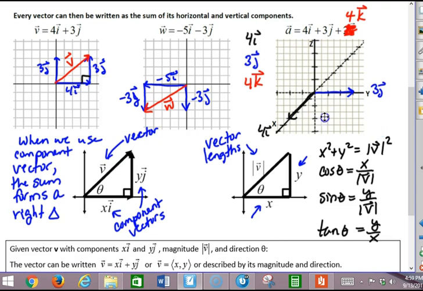Now if I added those two together, I could add them tip to tail by moving my j vector 1, 2, 3 right here, and I could also move my 4i vector to the tip of my 3j vector. So the sum of these two would be the diagonal of this parallelogram. But I'm not done yet. I still have to add the 4k. So the 4k goes straight up 4 units on the z-axis.